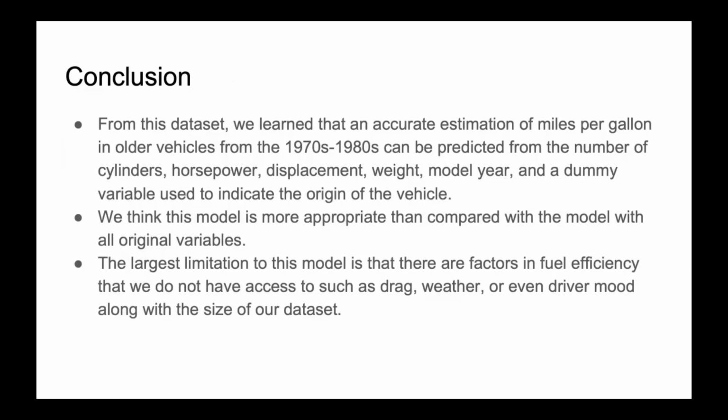So in conclusion, from this data set, we learned that an accurate estimation of miles per gallon in older vehicles can be predicted from number of cylinders, horsepower, displacement, weight, model year, and the dummy variable that we use to indicate the origin of the vehicle. We also think that our model is more appropriate than the one that contains all of the original variables. But the largest limitation to our model is that there are factors in fuel efficiency or miles per gallon that we do not have access to in the data set, such as drag, weather, driver mood, and also the size of our data set limited us a little bit.